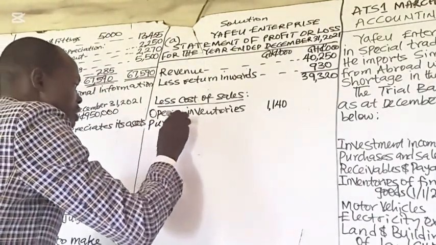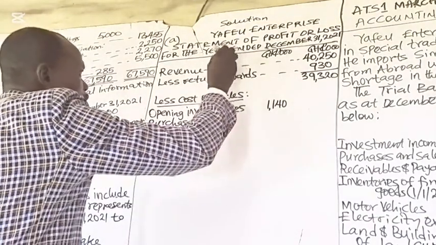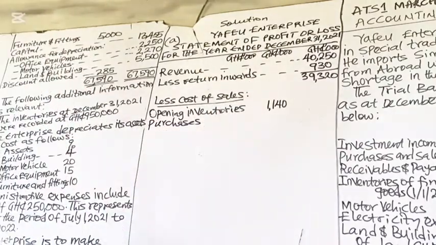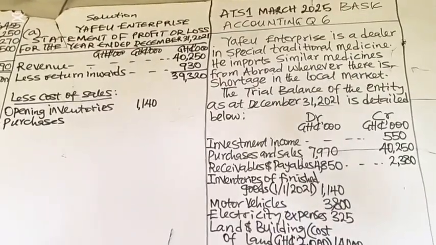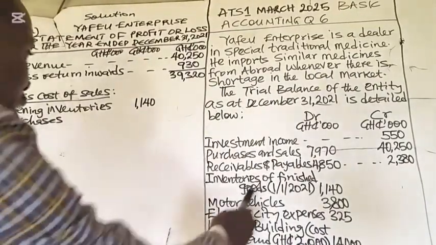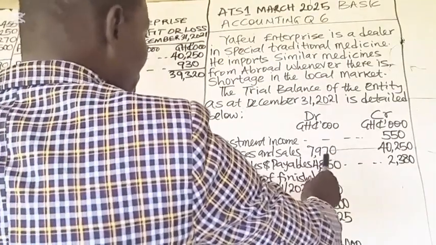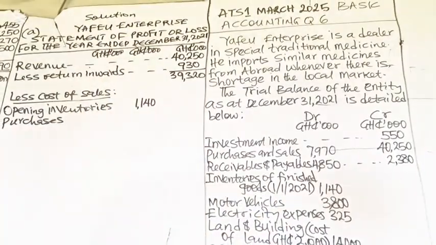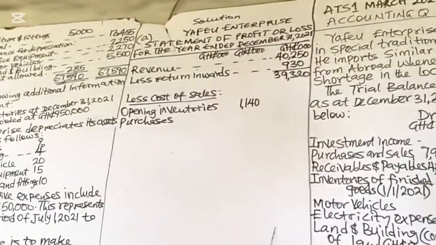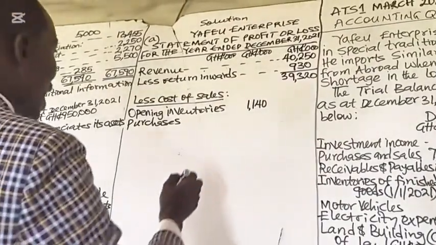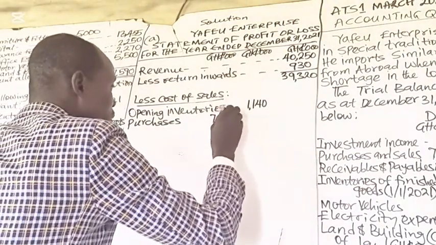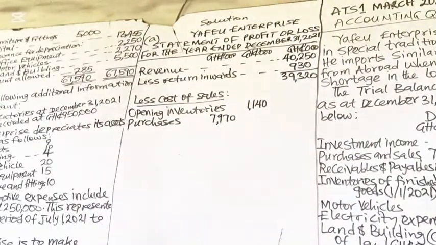Our purchase. Now, if you go through the trial balance, let me add Ghana cedis here. So, in the trial balance, you have the purchase there. We have purchases and sales of 7,970. This is purchase, while this is sales. So, the purchase we are looking for is 7,970. And the purchase will be added to the opening inventory, 7,970. You add carriage inwards, if any.